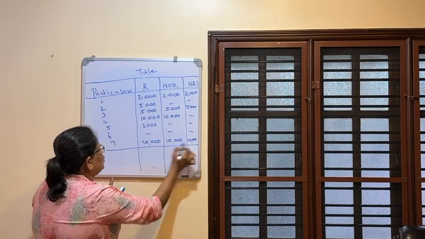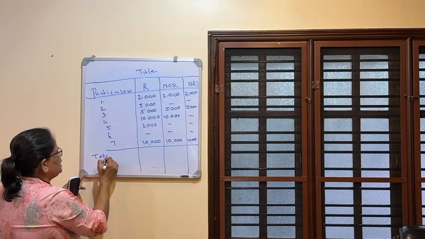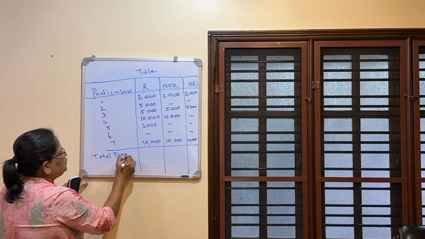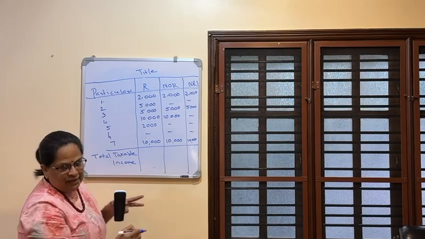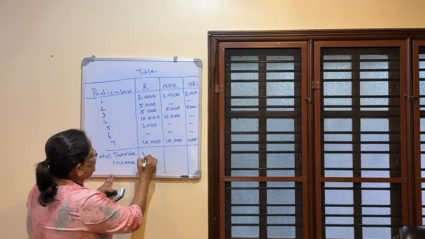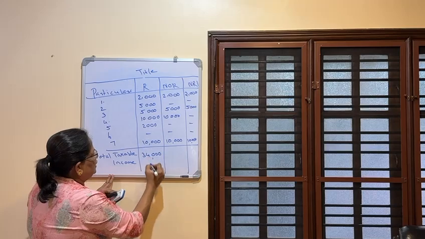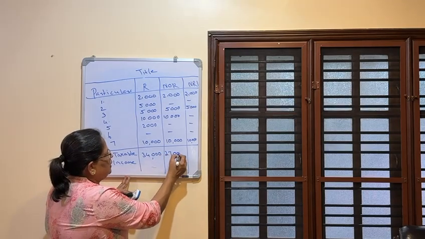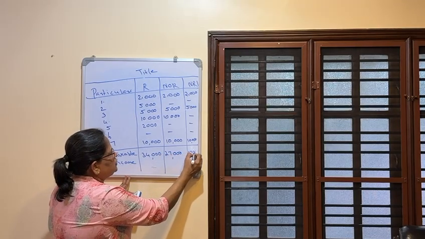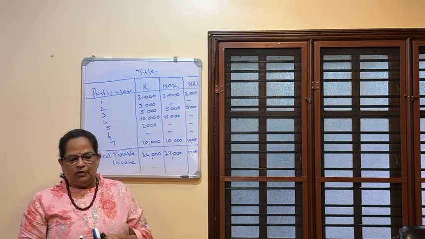Now you have to remember total income. Total taxable income you have to calculate. Here you will get the total 34,000. Here you will get 27,000. Here you will get 17,000. So this is how you calculate.